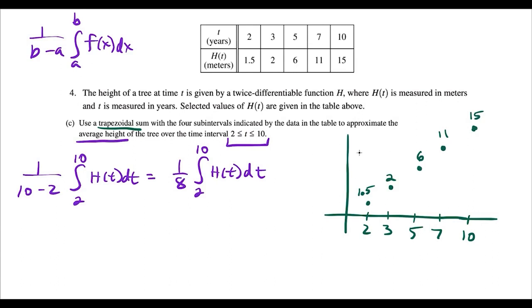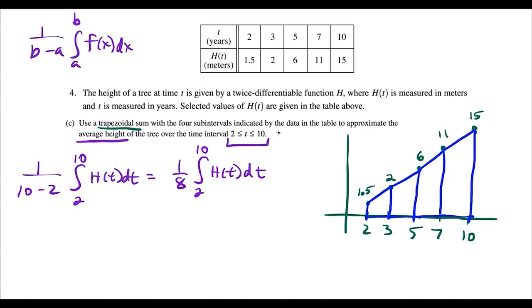So if you have a hard time remembering formulas, then the trick is to just plot the points from the table and now connect them with trapezoids, since they're telling us to do a trapezoid sum. So we just draw in these trapezoids, and then what we're going to do is find the area of these 4 trapezoids and then just add them together.